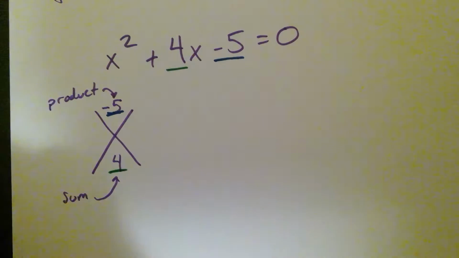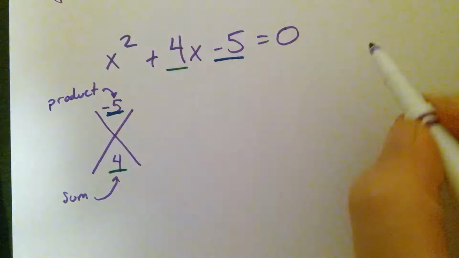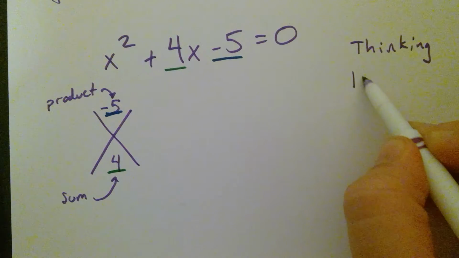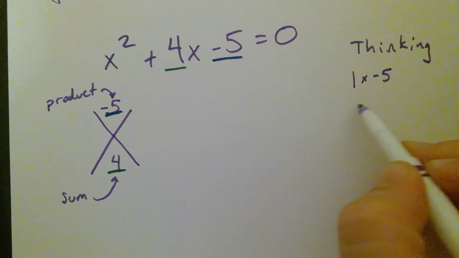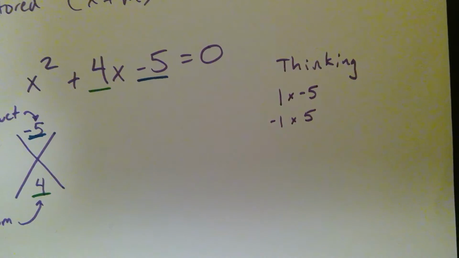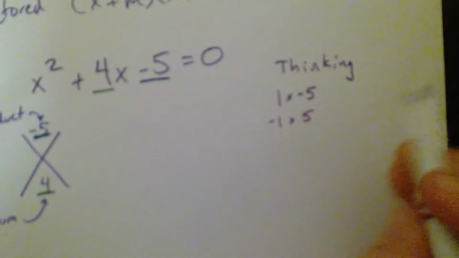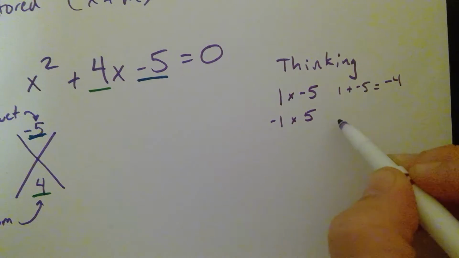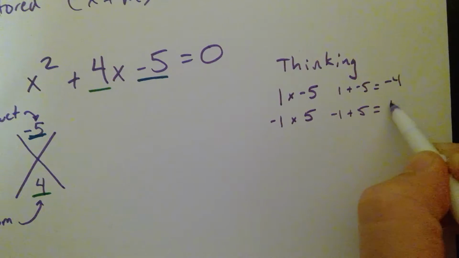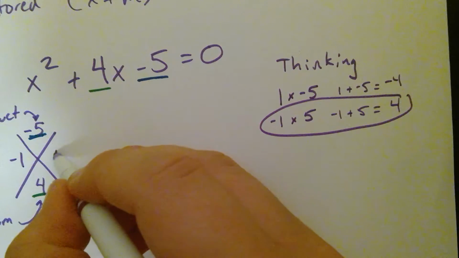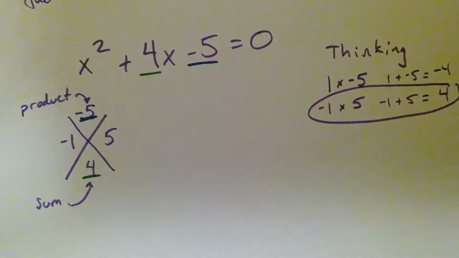Now, if I'm thinking of numbers that multiply to make -5 and add up to make 4, this is my thinking: 1 times -5, -1 times 5. Now of this pair, if I do 1 plus -5, that equals -4. -1 plus 5 equals 4. So this is what I have to use. So -1 and 5 are going to go on the sides.